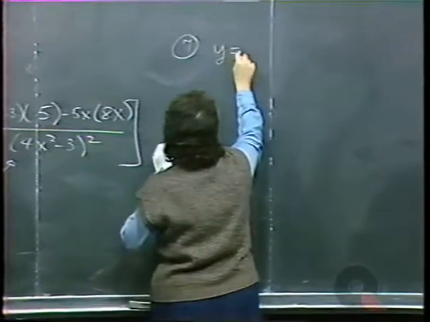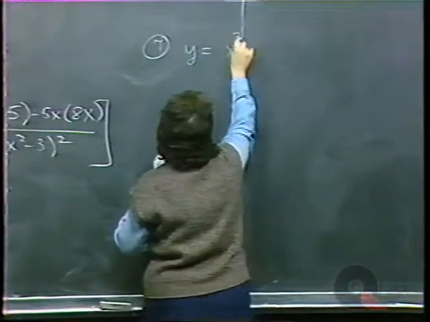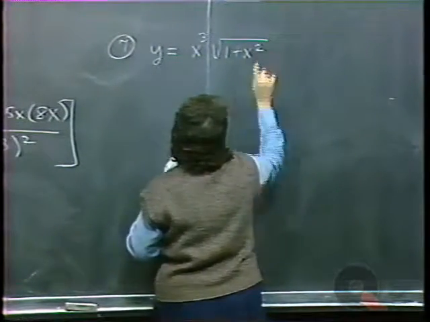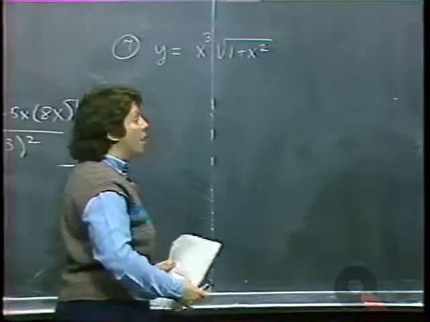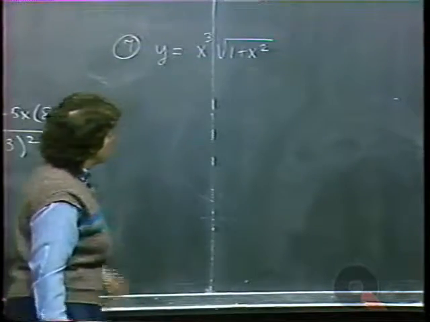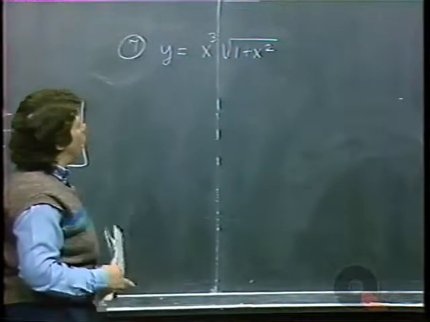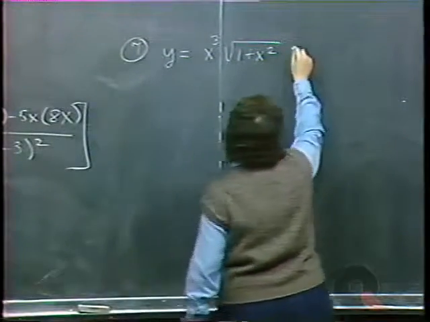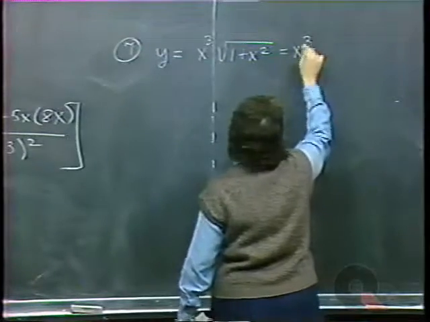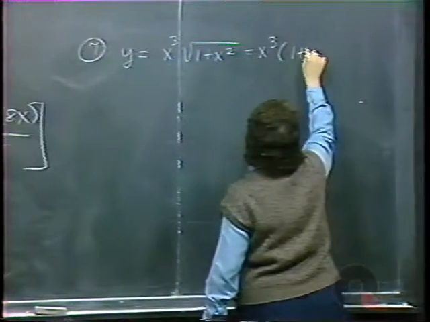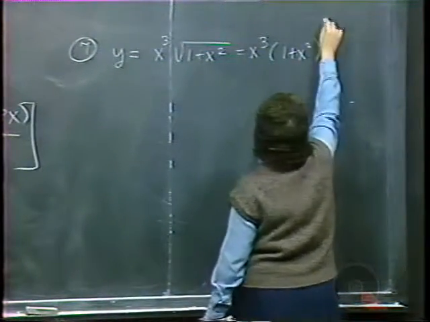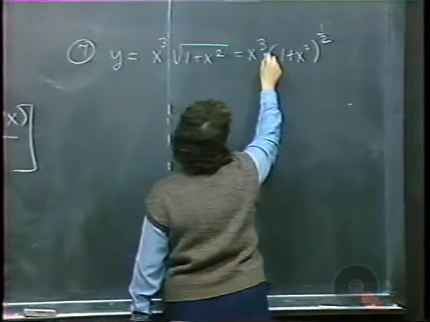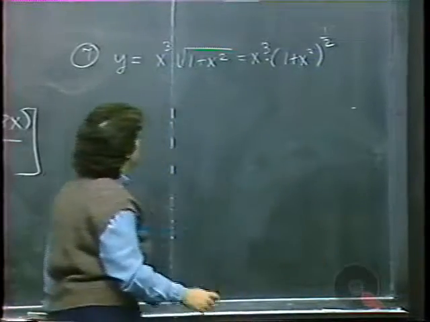Y equals x cubed times the square root of 1 plus x squared. We have to ask ourselves, what is this essentially? Okay? Well, primarily this is a product. It's really x cubed, x to the third power, times 1 plus x squared to the 1/2 power. The square root of something is that something to the 1/2 power. So this is really a product.